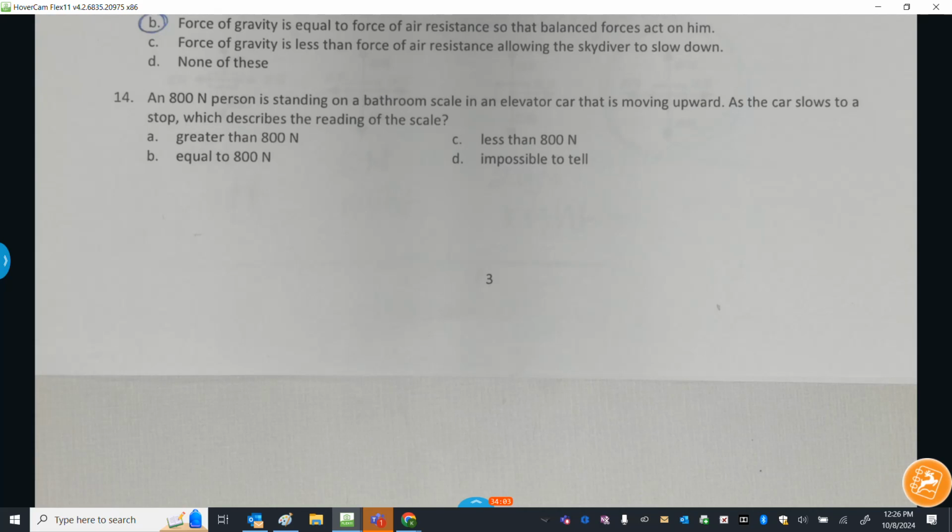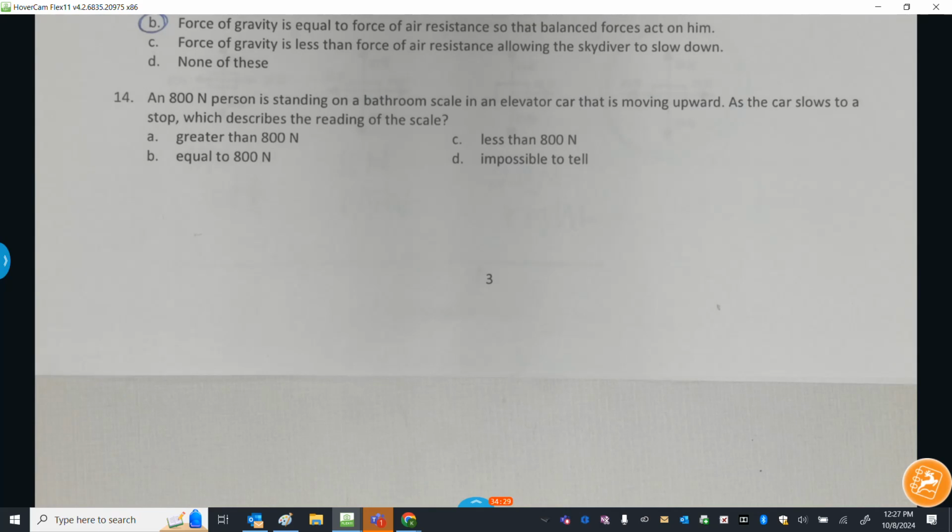A little better than the average. Again, nothing to brag about though. We're only at 40%. The average was a third. So it says, again, if you missed a question, this is probably it. It says, an 800 Newton person is standing on a bathroom scale in an elevator car that is moving upward. As the car slows to a stop, which describes the reading of the scale?